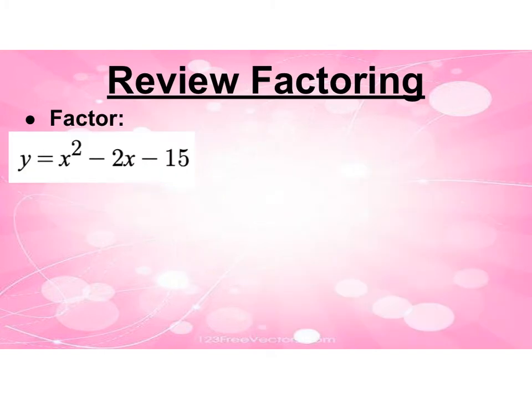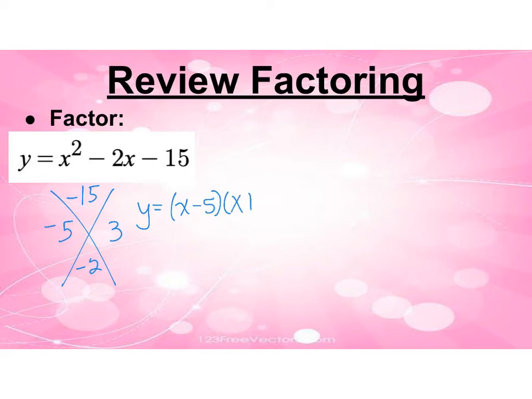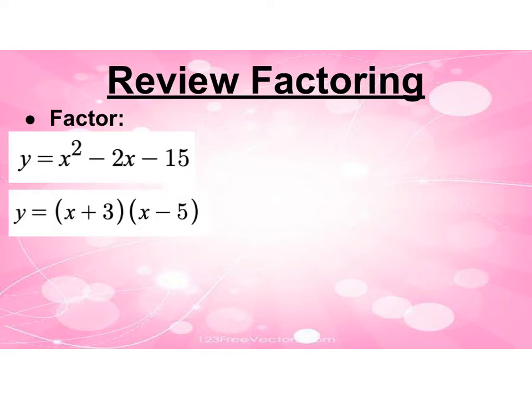Let's factor another one. So A is still 1. So I want to think about what multiplies to negative 15 and adds to negative 2. Well, it's going to be 5 and 3. And the 5 has to be negative in order to give the negative to the negative 2. A is 1, so I can go right to my factored form. X minus 5, X plus 3. And I graphed it.